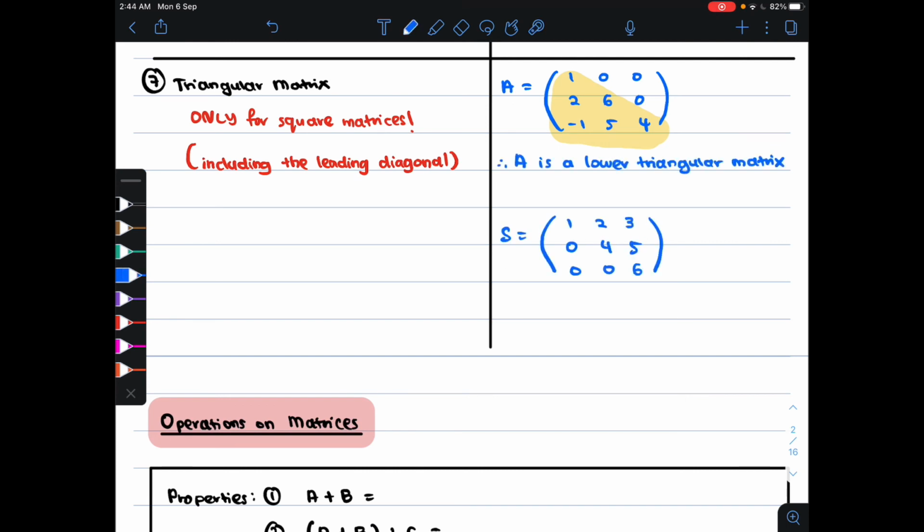What about this matrix S, which is 1, 2, 3, 0, 4, 5, 0, 0, 6. So kat sini kamu nampak dia punya leading diagonal dia ada value and then dia naik ke atas. So dia naik ke atas ya. So bila dia naik ke atas, ini adalah upper triangular matrix. Therefore, matrix S is an upper triangular matrix.